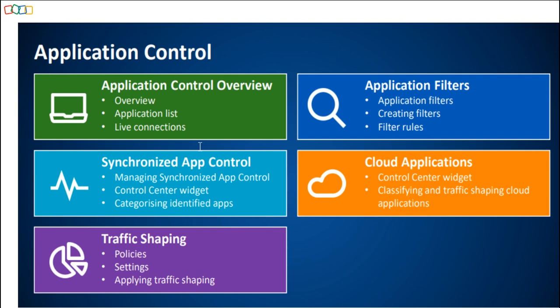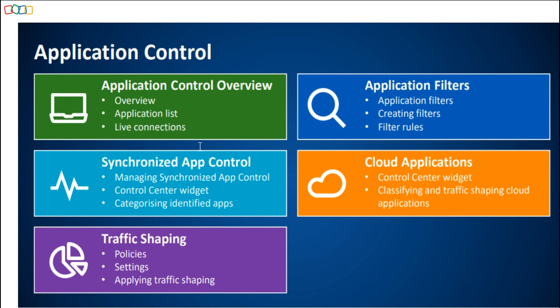Next would be the synchronized app control. That is another feature available on Sophos Firewall with the help of Sophos Central and Endpoint. If there are applications installed on the endpoint which are not getting detected, it will help us to synchronize and categorize those applications which are not categorized properly, and we can then take the action accordingly to allow or deny the traffic.